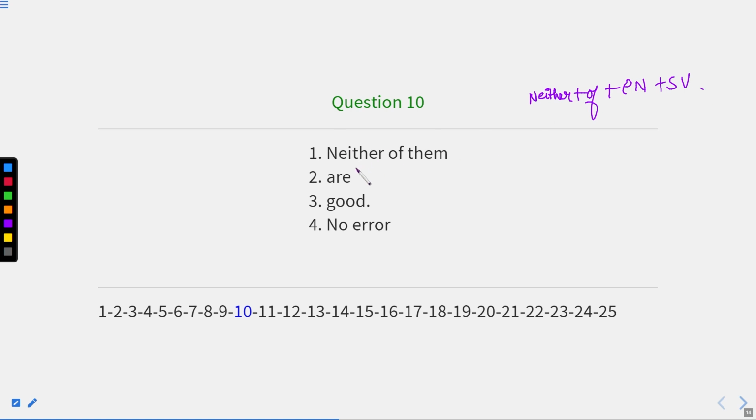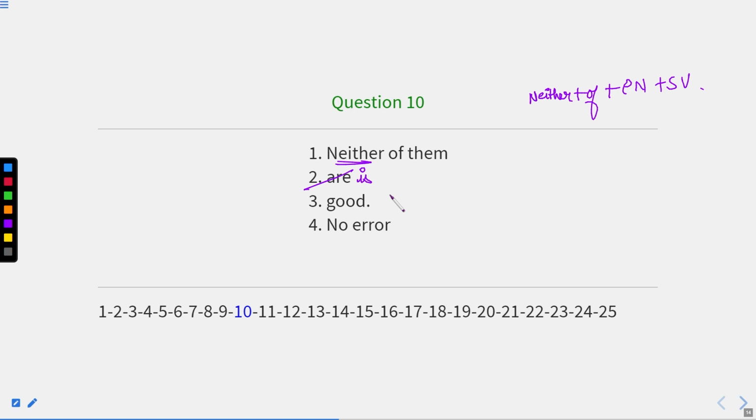Okay, now here we are beginning the sentence with neither. So "neither of them are" should be replaced with "is": neither of them is good. Neither means none of the two, when we talk about only two and we don't select either. So in that case we say neither, it means not this or not that.